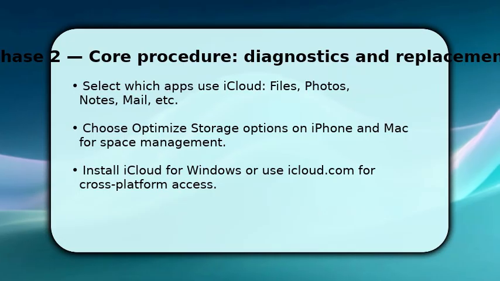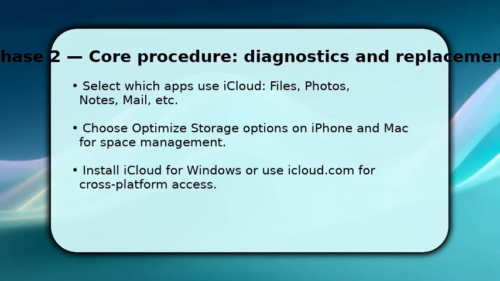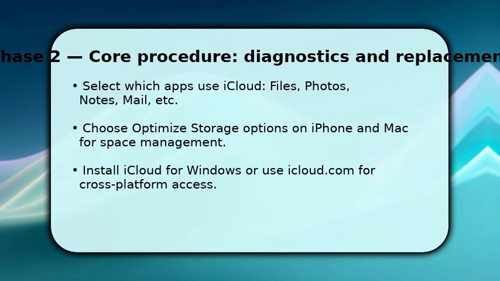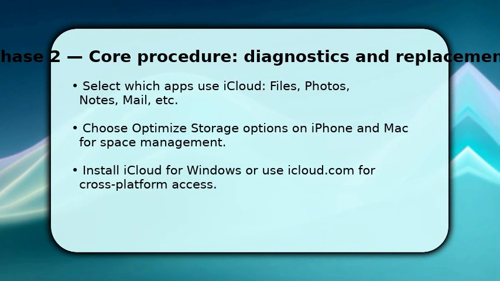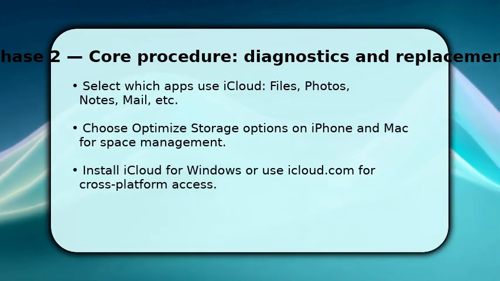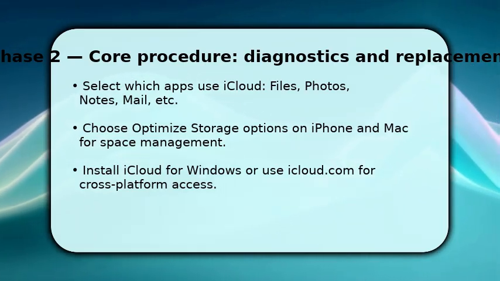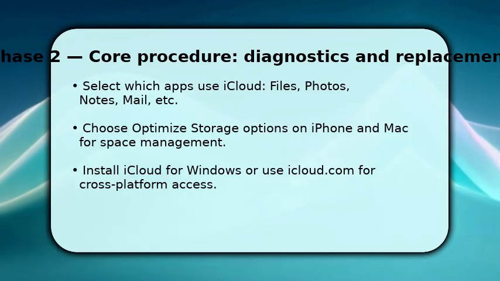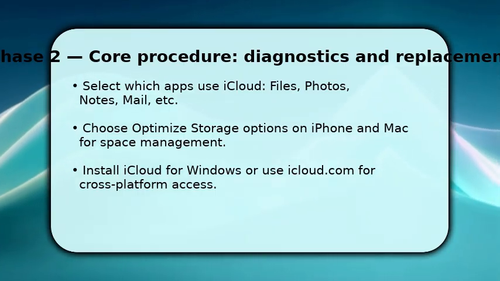Next, configure exactly what syncs and how. Open iCloud settings and pick which apps store data in iCloud: files, photos, notes, mail, so you avoid syncing unnecessary data. On Mac and iPhone, set Optimize Storage if you need local space. This keeps recent files local and stores older ones in iCloud.